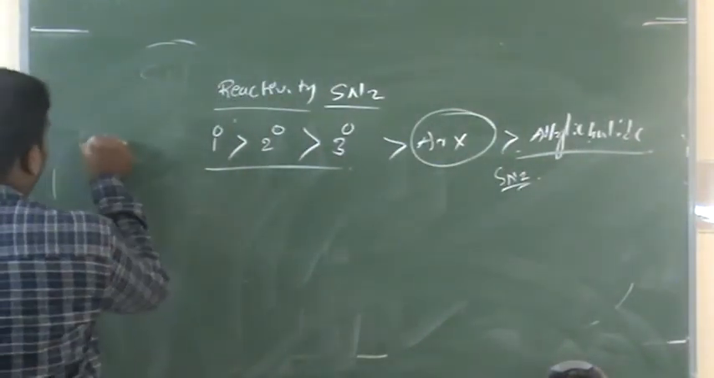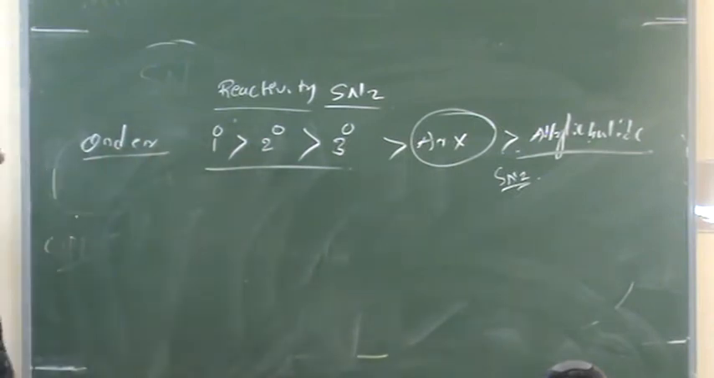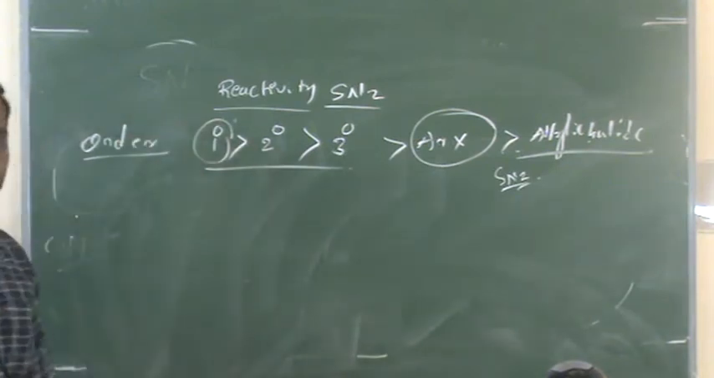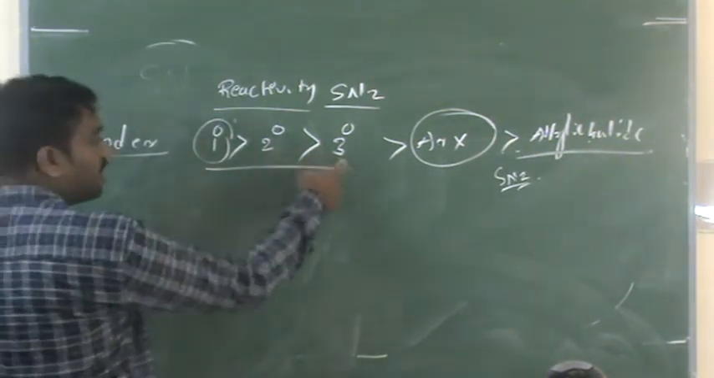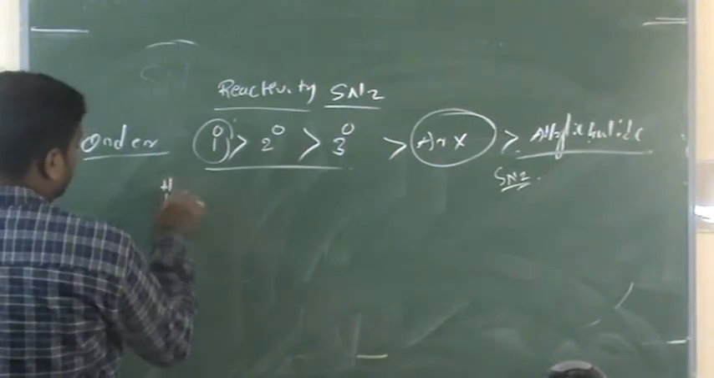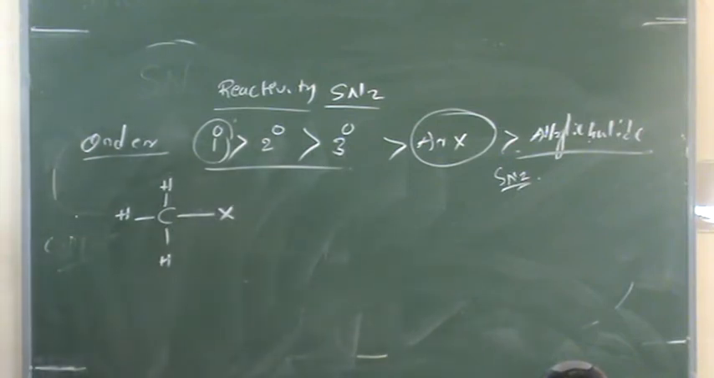This is the order of reactivity: primary alkyl halide, secondary and tertiary. Which is the more reactive alkyl halide? Primary alkyl halide is more reactive when compared to secondary and tertiary. Why is primary alkyl halide more reactive? Because, simple, there is a reason for that. There is a primary alkyl halide.